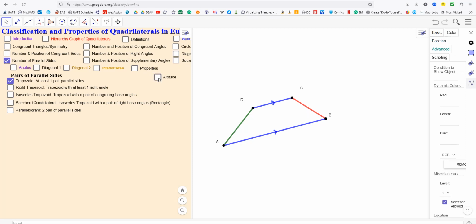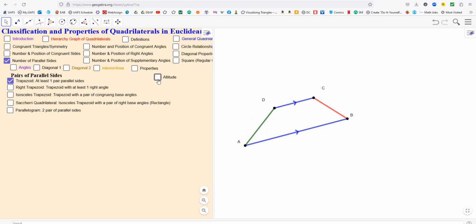That should hide or show them there. Okay. So we can see the altitude. These guys here are called bases. These guys are called legs. Let's see, what else do we have?